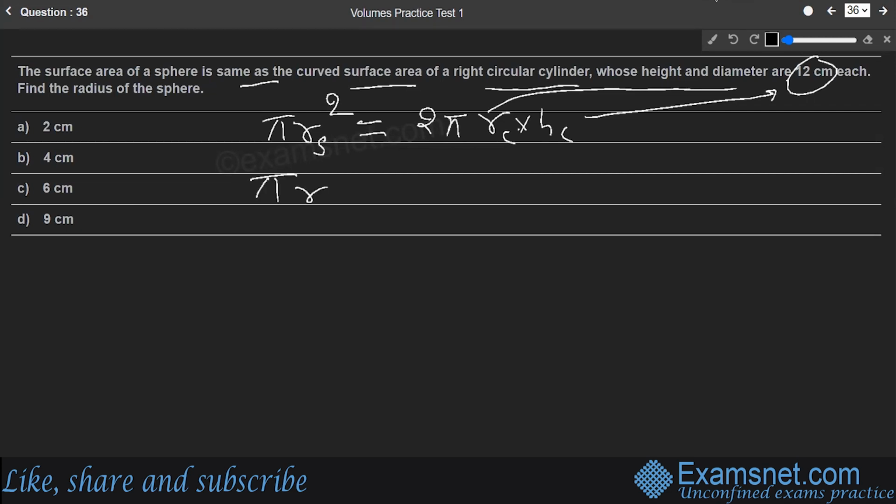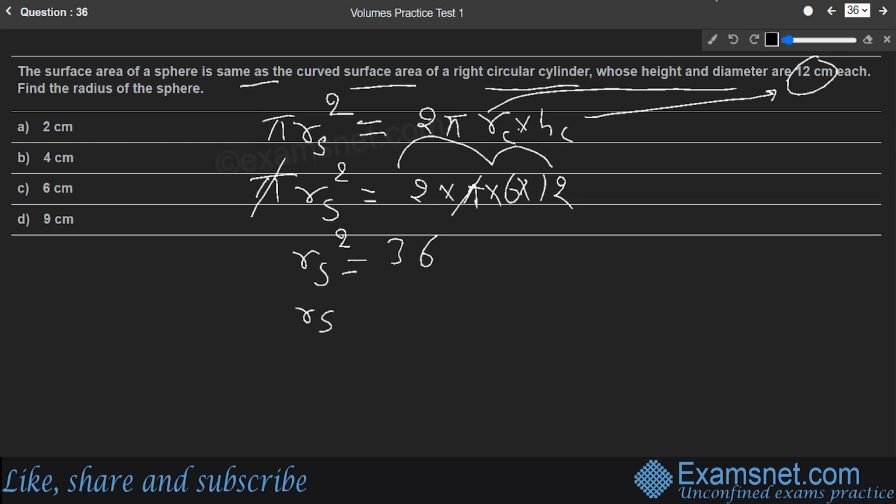So pi into radius of the sphere square is equal to 2 into pi into RC value 6 and height value 12. If we solve this further, this pi and pi get cancelled, so we get RS square as 2 into 6 into 12, that is nothing but 36. So RS can be calculated as root of 36, that is nothing but 6 centimeters. That is the radius of the sphere, and it is available in option number C. So it becomes the right answer there.